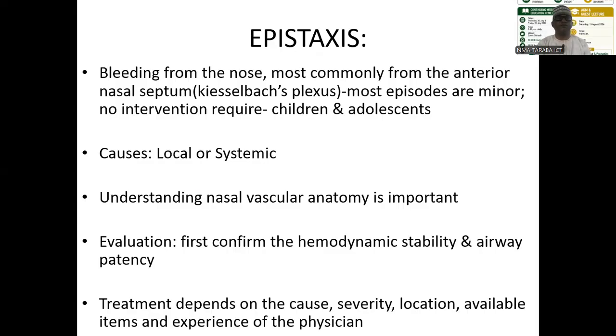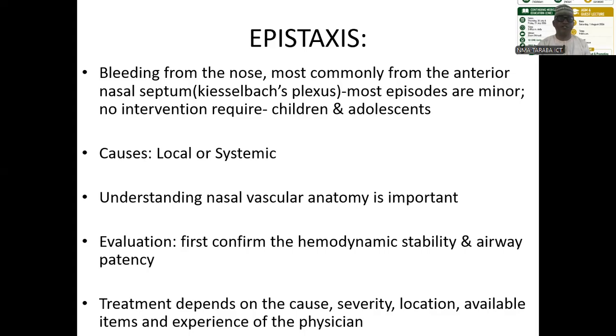from the mouth too. By way of definition, epistaxis, which is a common presentation, is bleeding from the nose, most commonly from the anterior nasal septum, the Kiesselbach plexus, as mentioned earlier. Most episodes are minor. As such, no intervention is usually required, and this usually occurs in children and adolescents. The causes can be local from the nasal cavities, as mentioned, or systemic conditions that can also present with epistaxis. And the understanding of nasal vascular anatomy is very important in the care of this patient.